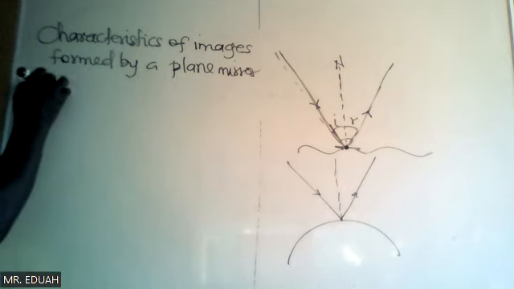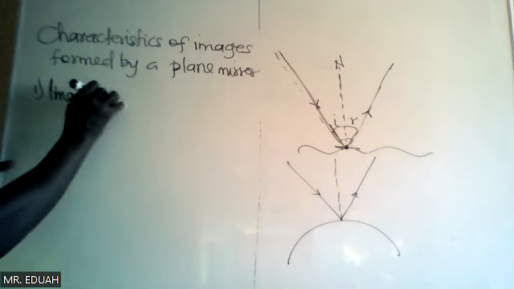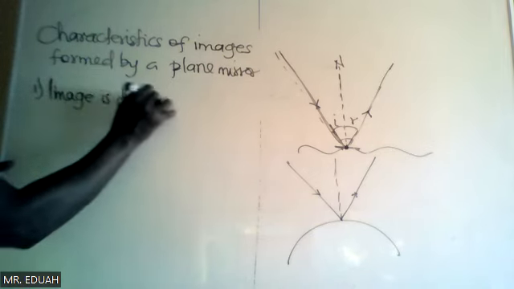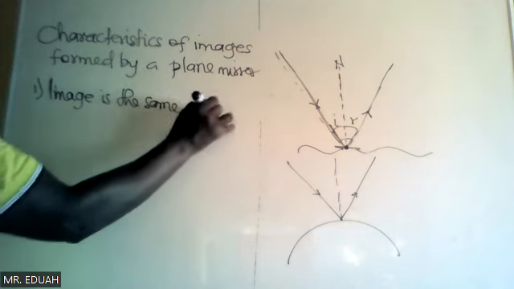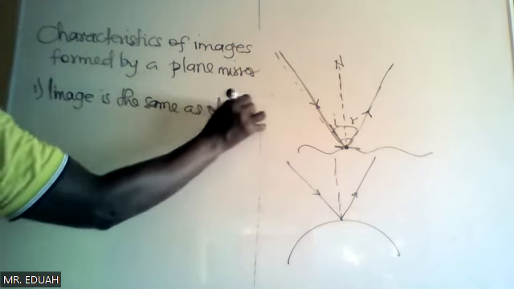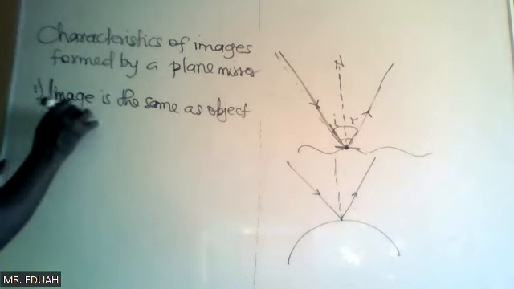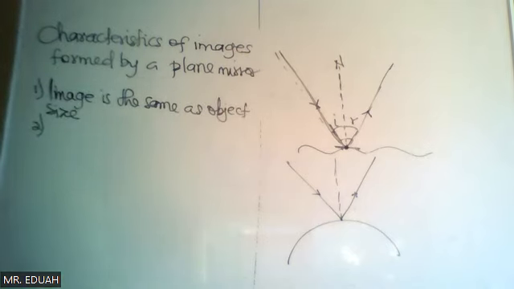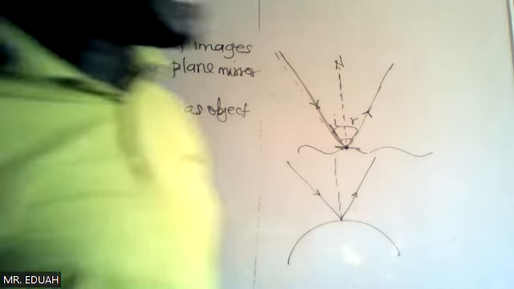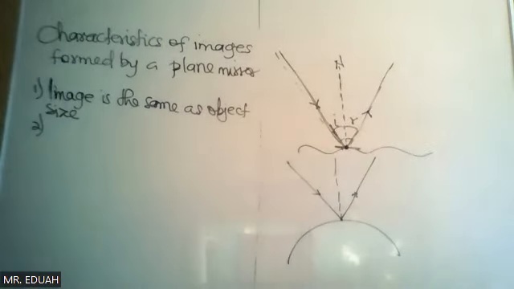So one, image size is the same as object size. That's one. Yaba, two. Image is laterally inverted. Explain to me, what do you mean by lateral inversion? Your left becomes your right, and your right becomes your left.